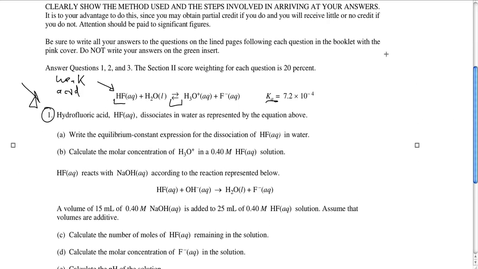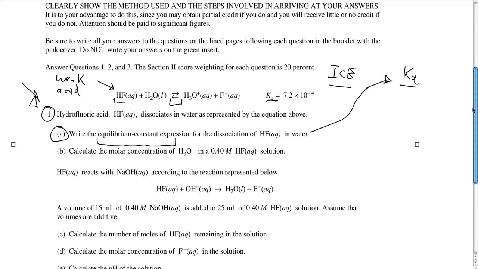On free response number 1, you always want to set up your ice table, and you always want to write your Ka statement. I'm going to let you go ahead and do that. I think you guys are really, really good at setting up your ice tables and writing your Ka statements. When you do that, you automatically answer the first question, which is to write the equilibrium constant expression.